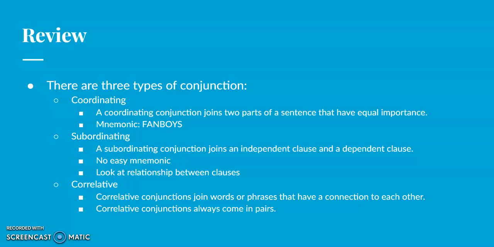Subordinating conjunctions join an independent clause and a dependent clause. There's no easy list to memorize, so instead you need to look at the relationship between the clauses to identify them. Finally, correlative conjunctions join words or phrases that have a relationship to each other. They always come in pairs and may have some overlap with coordinating conjunctions. Look for the relationship between the words and for the pairing to identify these.